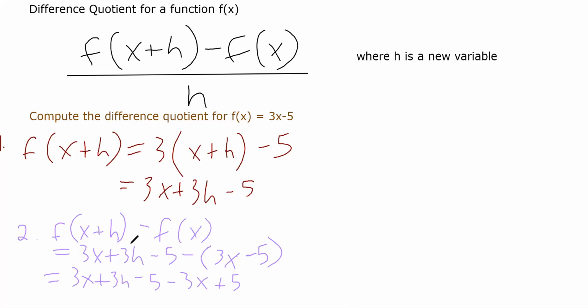And you'll see that while it's cumbersome, there's a lot of stuff going on. It's not exactly difficult. We're going to combine like terms. Oh, wait a minute. 3x minus 3x. Ooh, those are going to cancel each other out. And then look, we have minus 5 plus 5. The only business we have left is business involving h. So this is going to end up being just 3h.